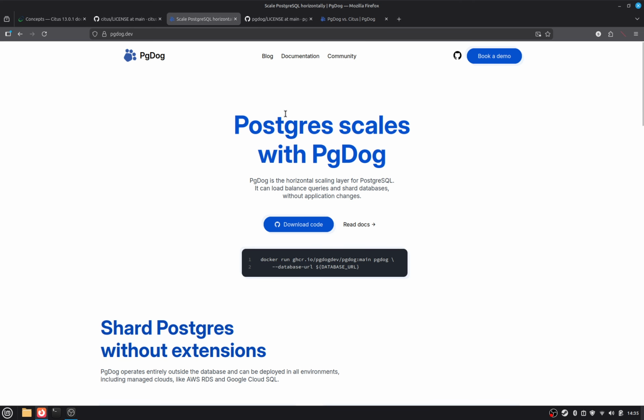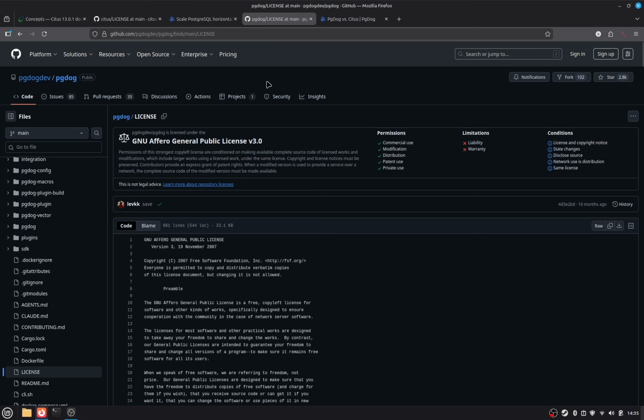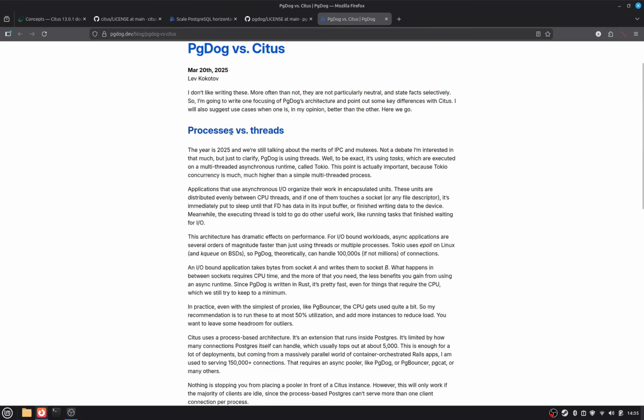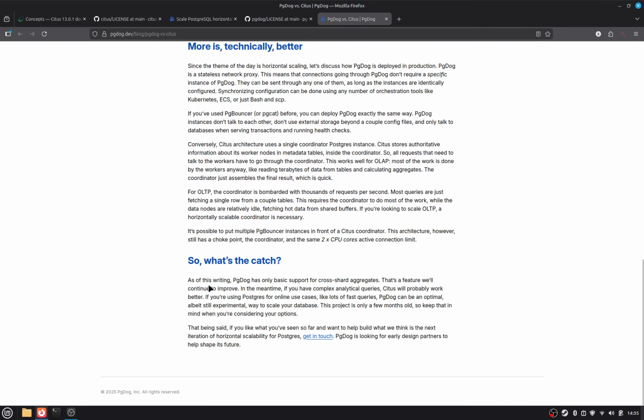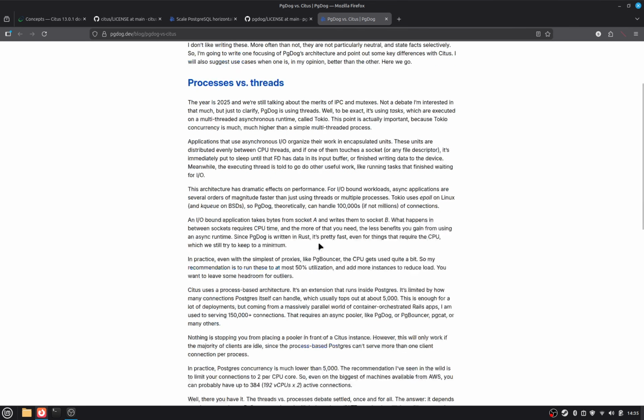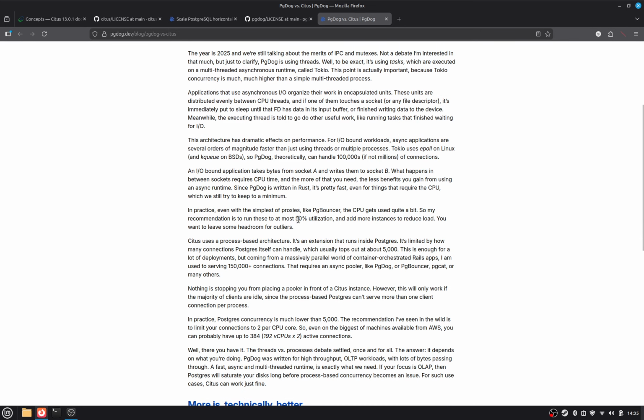Now, why is PgDog better? Because of several reasons. A lot of that is discussed in this post. It was done on March 20th, 2025. Now it is November. So if you read this, the statement is no longer true. It has advanced a lot. So essentially your problem is that Postgres spins up a process per connection. Okay.